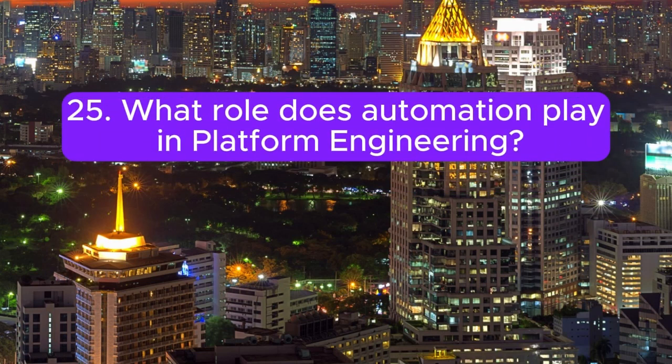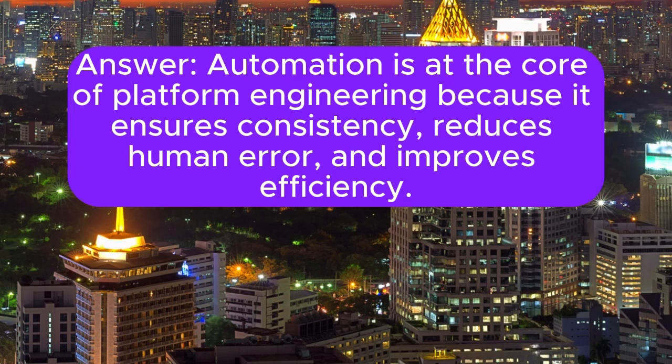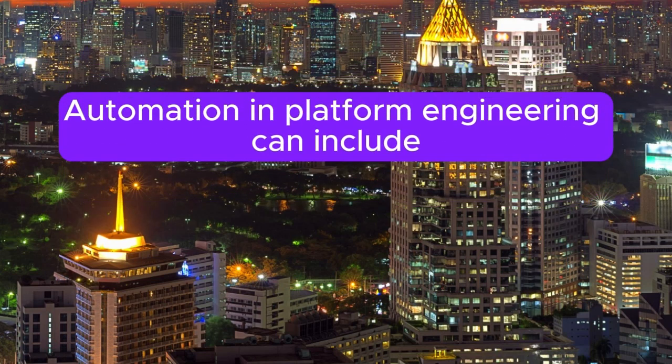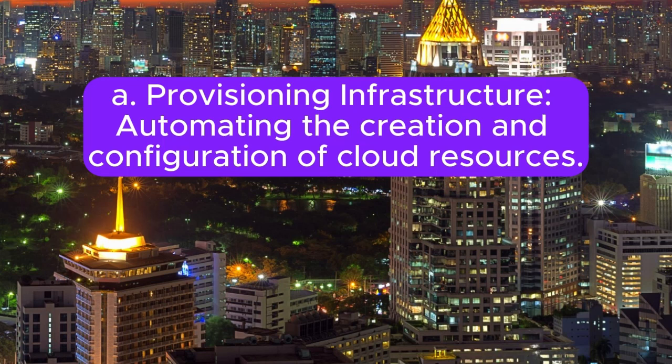25. What role does automation play in platform engineering? Answer: Automation is at the core of platform engineering because it ensures consistency, reduces human error, and improves efficiency. Automation in platform engineering can include A. Provisioning infrastructure: automating the creation and configuration of cloud resources.